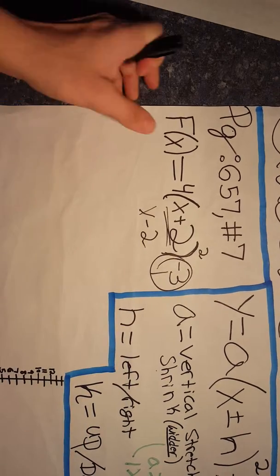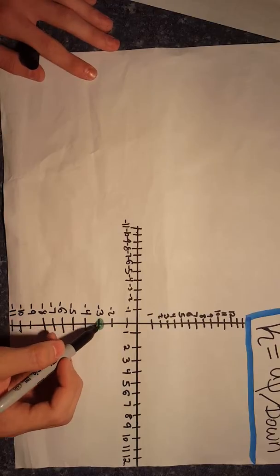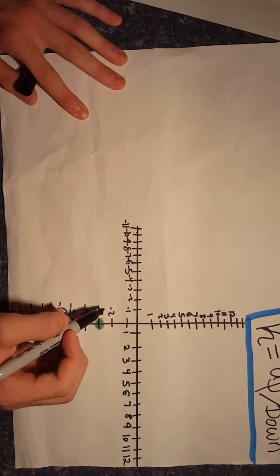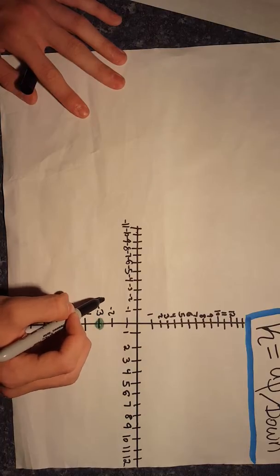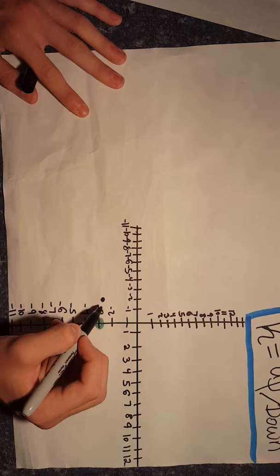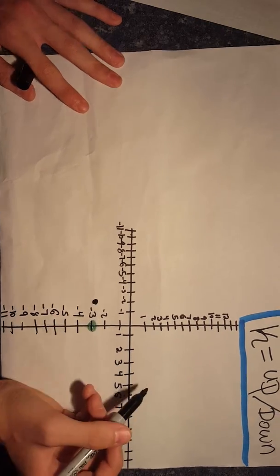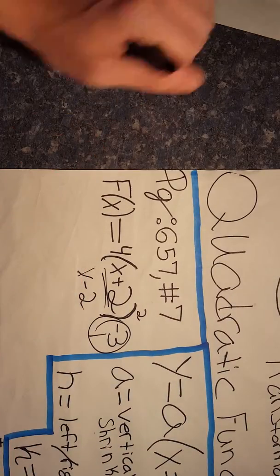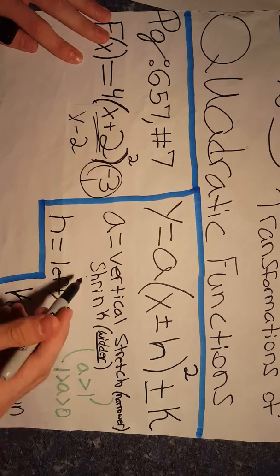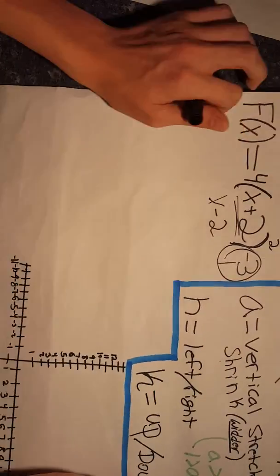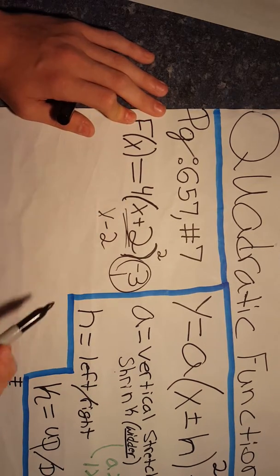So, in that case, starting from where we had, which was at negative 3, we would be going over 2. So we would go 1, 2. And that's where our vertex would be. That is the first point on where we are. After making that point, we go back up here to see what our a is. A determines the vertical stretch or shrink. When we determine what the a is, which is 4, that's basically going to be our slope.